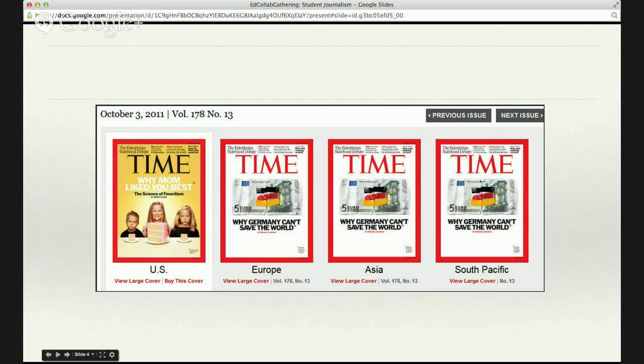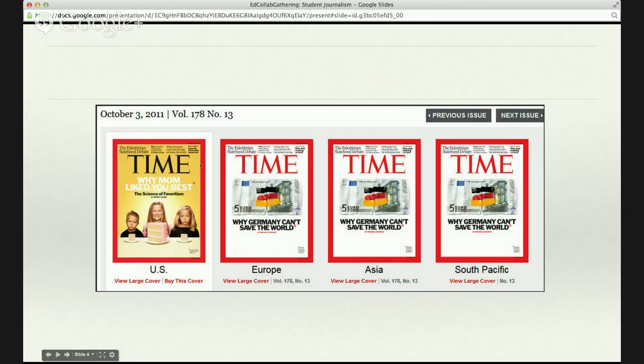Time magazine has 4 editions across the world. One is the US, Europe, Asia, South Pacific, and sometimes you'll see there's great variation in the covers that they choose to show in each region. And a lot of times what happens is the American version is entirely different from the other three.